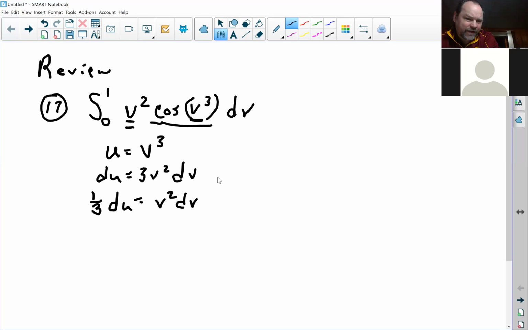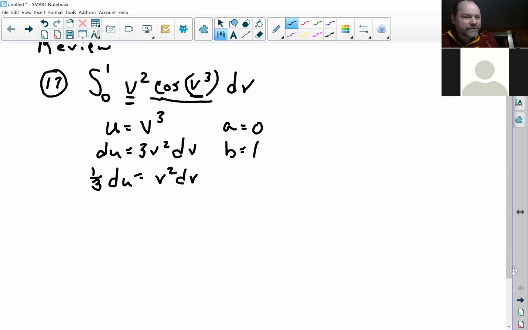The other thing when I have u substitution, I really like to change and get my limits in terms of u. Interesting thing happens when I do that. If I plug 0 in for v, I get 0. If I plug 1 in for v, I get 1. So my limits actually are not going to change.